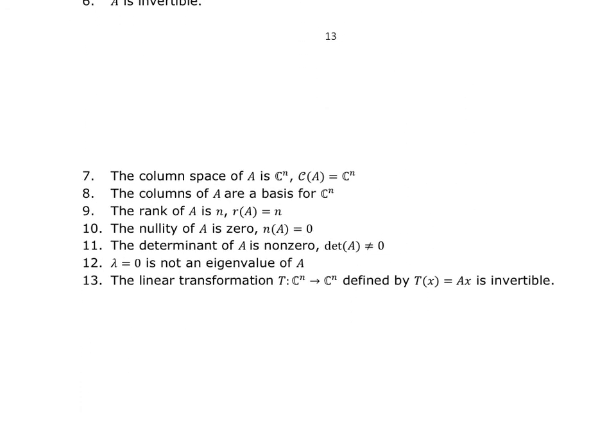The column space of A is Cn. The columns of A are a basis for Cn. The rank is the number of vectors we have as the basis. The nullity of A is 0. The determinant of A must be non-zero. Lambda equal to 0 is not an eigenvalue, so our eigenvalue is never going to be 0. And the linear transformation is invertible. The linear transformation from Cn to Cn defined by this matrix A, which is a matrix representation of the linear transformation, must be invertible. So that's it for this section.